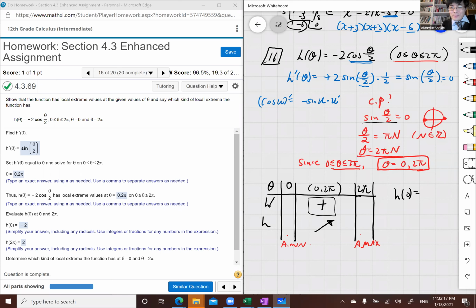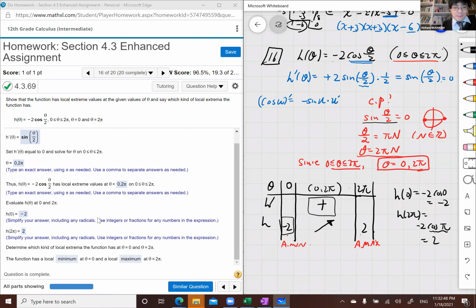When theta is 0, what is this? By plugging into here, you get negative 2 times cosine of 0, which is negative 2 times 1, so it's negative 2. Likewise, plugging 2 pi here, you get negative 2 times cosine of pi. And the cosine of pi is negative 1, so it's going to be positive 2. So that answers those questions.